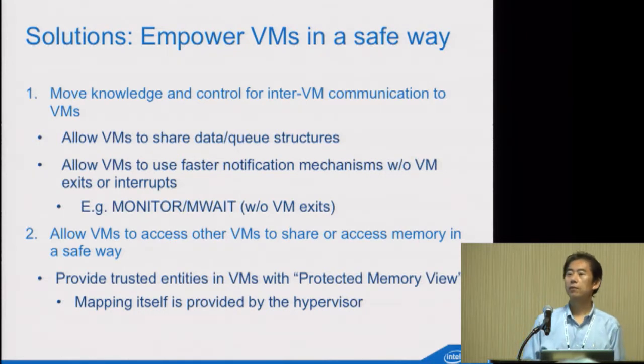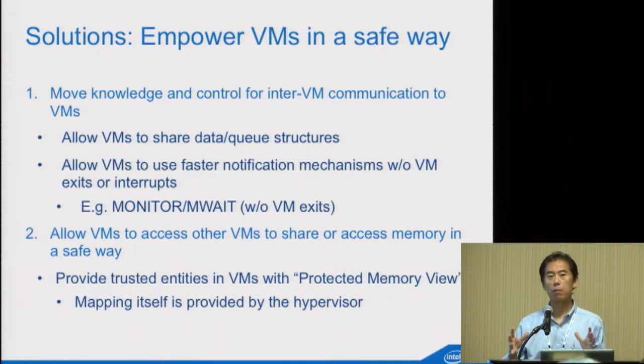So I've been thinking about the solution. How can we solve this kind of thing? For Xen especially, one way is to avoid hypervisor intervention as much as possible. What it means is to move knowledge or control for inter-VM communication to the VM side, not within the hypervisor side. Then allow VMs to share the key data structures, like a queue or, in the virtio case, the ring descriptor or something like that. Then use faster communication, so avoid interrupts and VM exits.